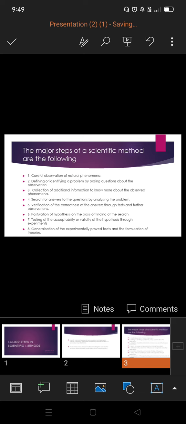Formulation of hypotheses on the basis of the findings of the search. Testing of the acceptability or validity of the hypothesis through experiment. Generalization of the experimentally proved facts and formulation of theories. Then we can discuss the first point, observation.